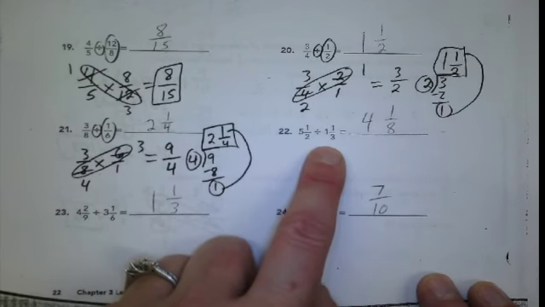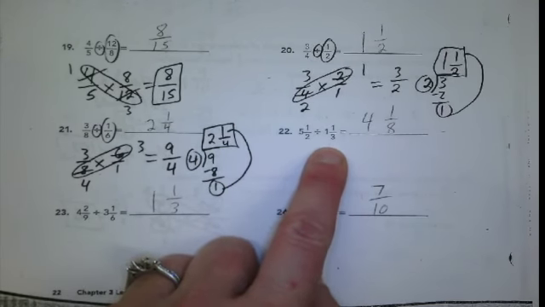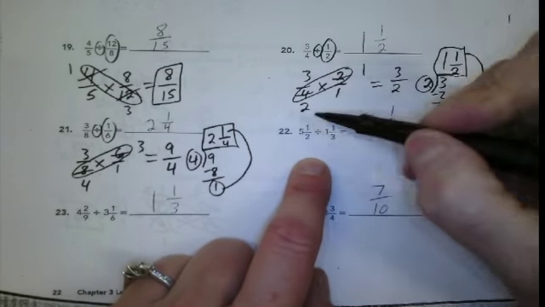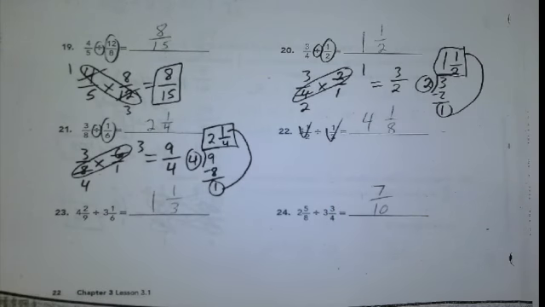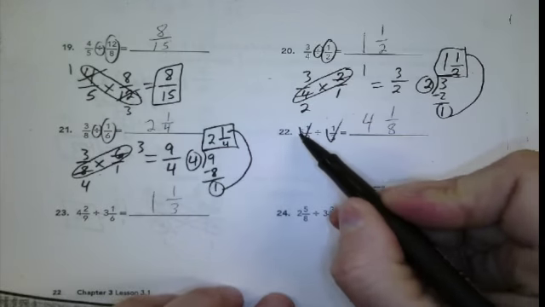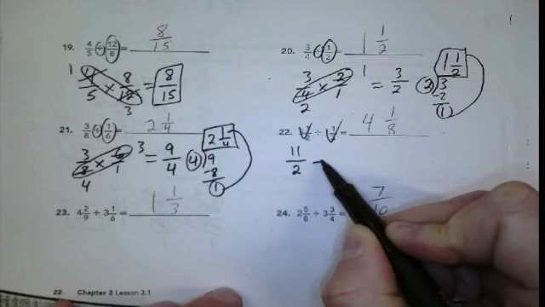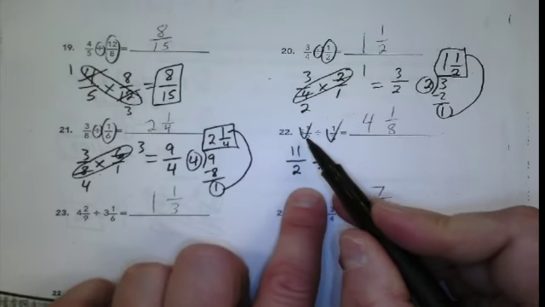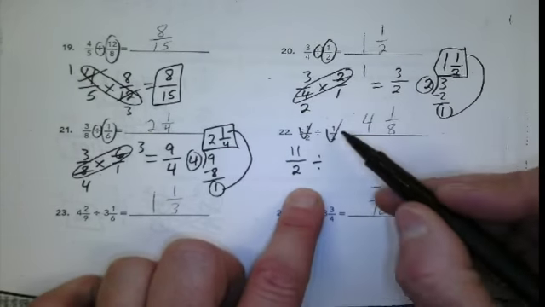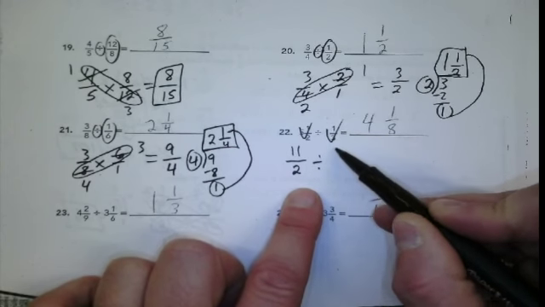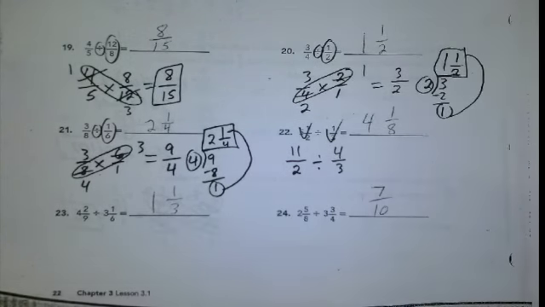5 and 1/2 divided by 1 and 1/3. This one's tricky because they're both mixed numbers, so you have to do the check mark to both of these and change them both to improper. 5 times 2 is 10, plus 1 is 11/2. This is still a division problem. All I'm doing is changing the mixed numbers to improper. 1 times 3 is 3, plus 1 is 4/3. And now I have set it up so it looks like fraction divided by fraction.